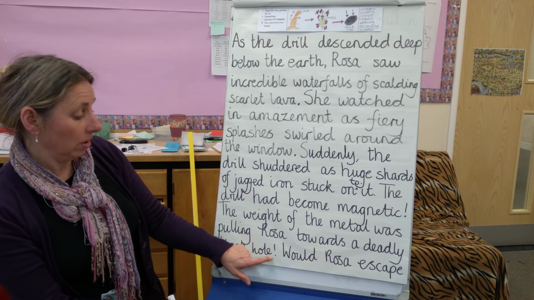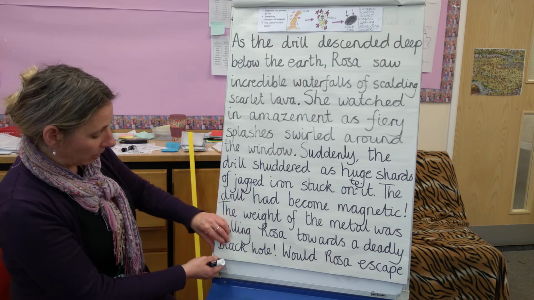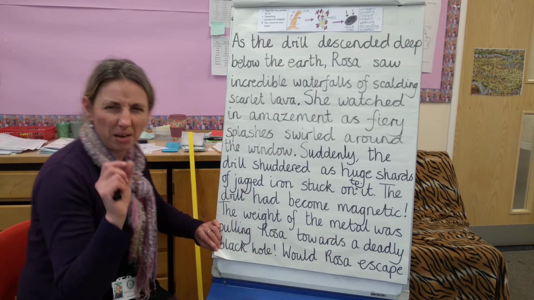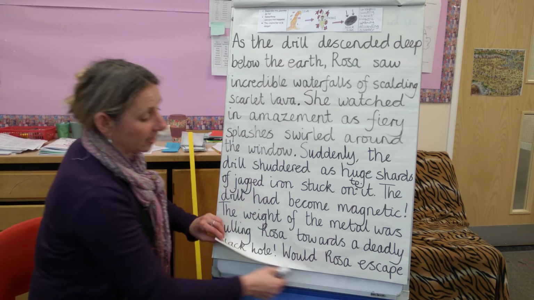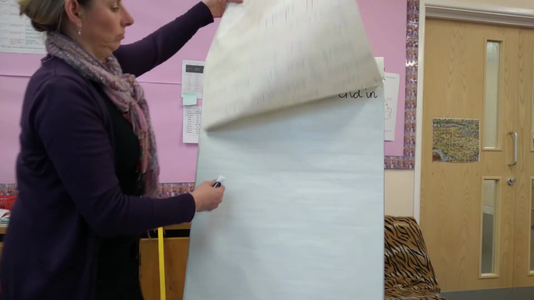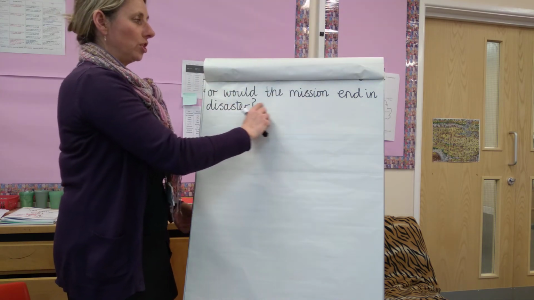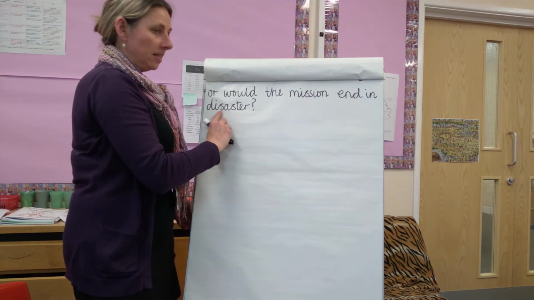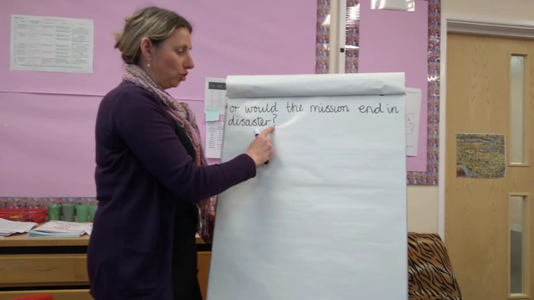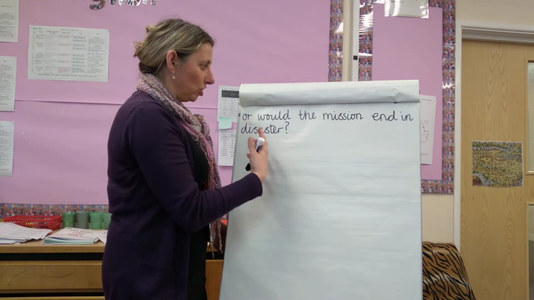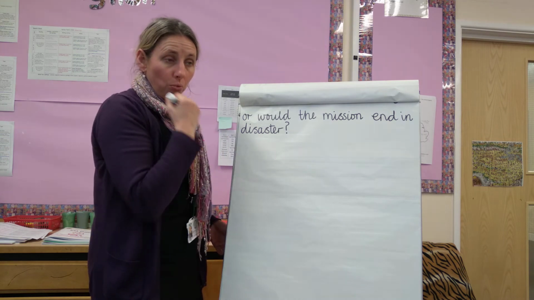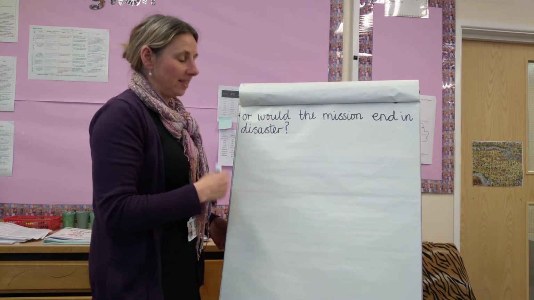And another exclamation mark. And I finished it like this, on a bit of a cliffhanger we call it. Would Rosa escape, or would the mission end in disaster? And I've got a question mark. So that's for your reader, as they're reading it, to question themselves and make them think, oh, will she make it? Will it end in disaster?